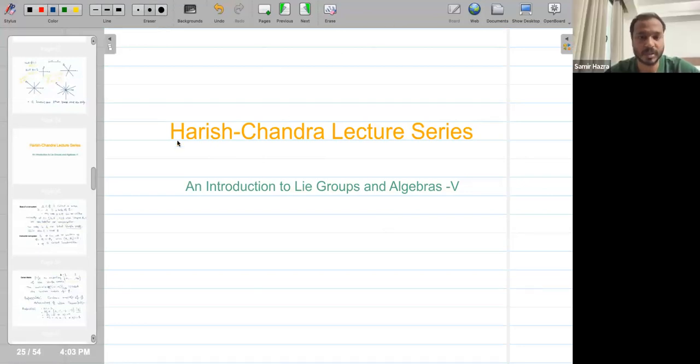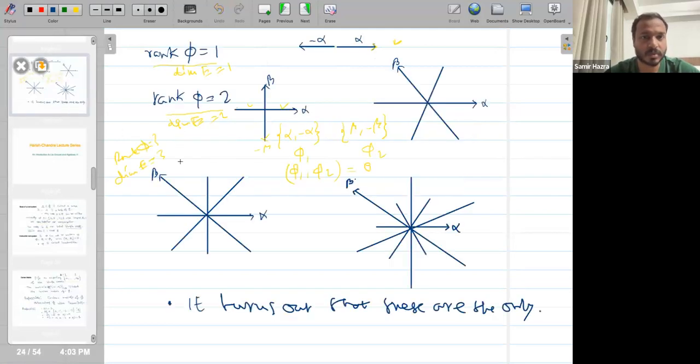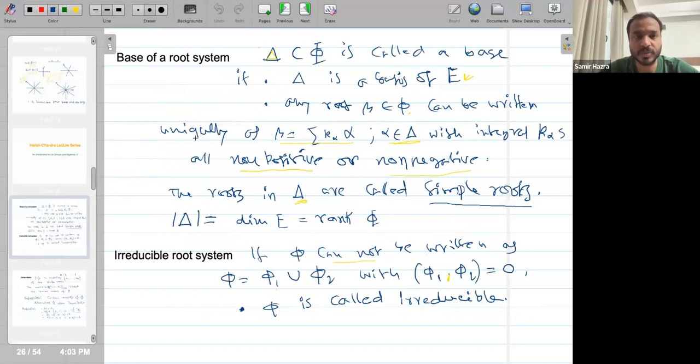So basically, before this lecture, we have already done the root system. In rank 2, we wrote down all the root systems here. They turn out to be only 4. So how did we get to those root systems? How did we draw those pictures?